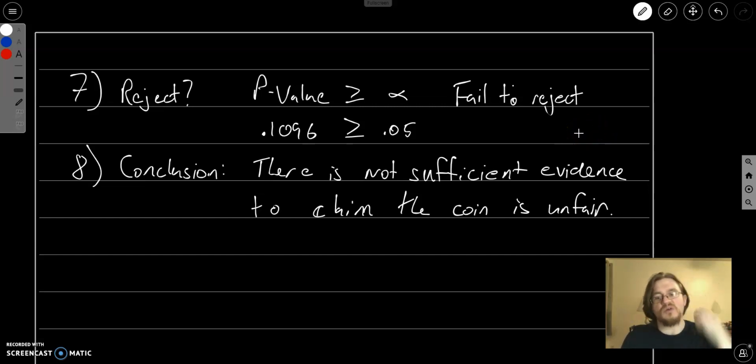So even though 58% is bigger than 50%, we only flip the coins 100 times, and maybe we'd need to flip the coin 1,000 times before we would be more sure that the coin is unfair. And I will do one more video where I go through and I look at how to do all of this very quickly in StatCrunch.